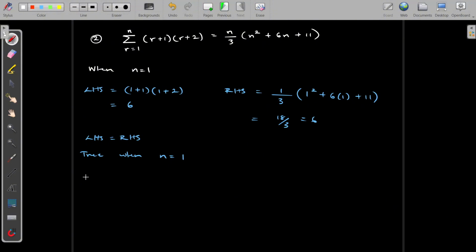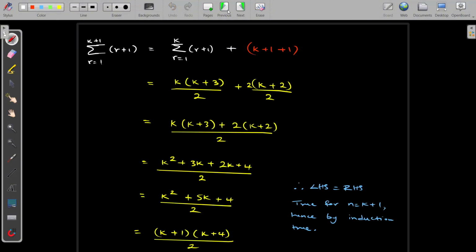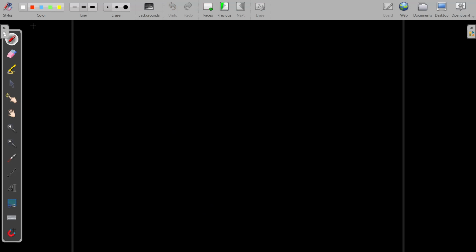So the next thing we need to do is assume true for n is equal to k. That is, so we're simply replacing the n values here with k. So this is the sum up to k, r equal to 1, r times r plus 1 times r plus 2, equals k over 3 times k squared plus 6k plus 11. Alright, so this is what we have. And then the next thing we need to do is to show true when n is equal to k plus 1.